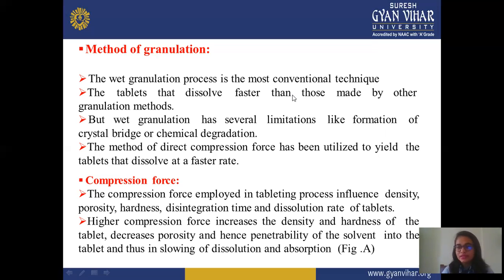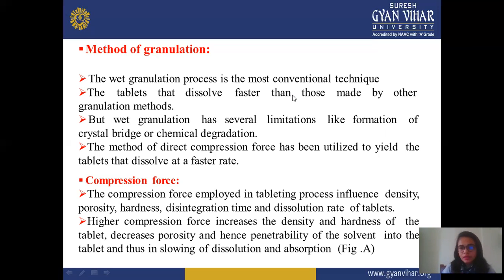After passing through a sieve, you dry the granules with the help of an oven. During drying, you should know how much moisture you should remove, or how much drying is required. If your granules have some moisture, it may degrade your tablet or formulation. If it has no moisture or is too dry, it also shows some problems: it will not compress easily. So you should maintain that particular moisture in your granules during drying. And the method of direct compression has been utilized to yield tablets that dissolve at a faster rate.